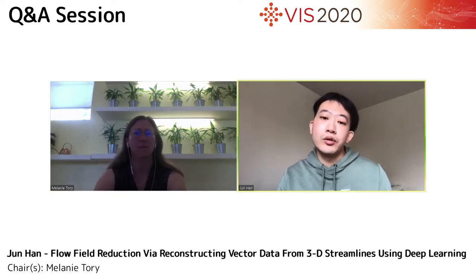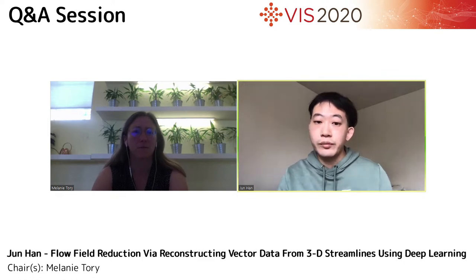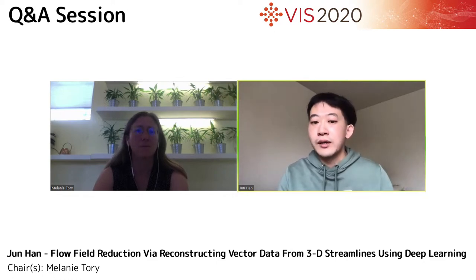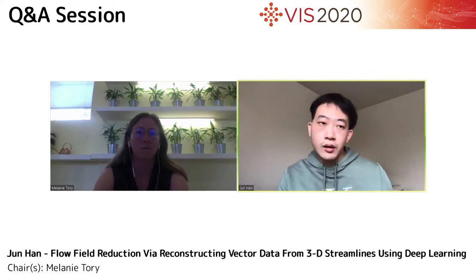Actually, we used three different streamline selection approaches to compare with our approach. And we found that different streamline approaches have different criteria to select streamlines. For example, PS and ISV could capture more interesting regions in the whole flow field, while representative will consider domain coverage over the whole flow field.